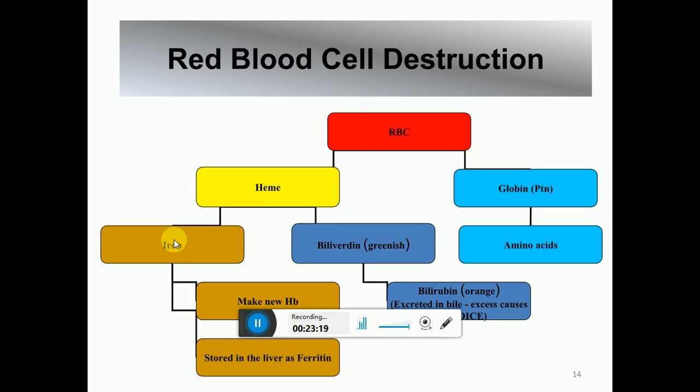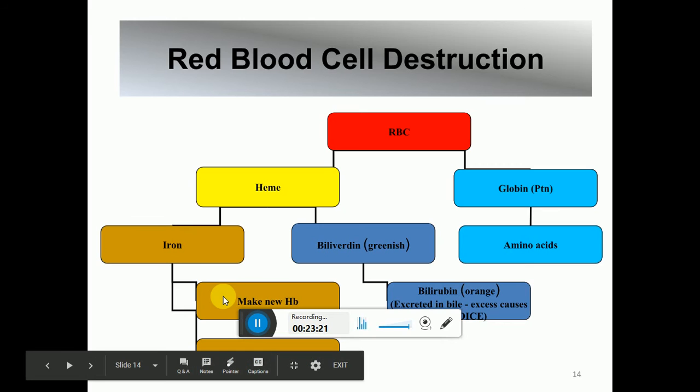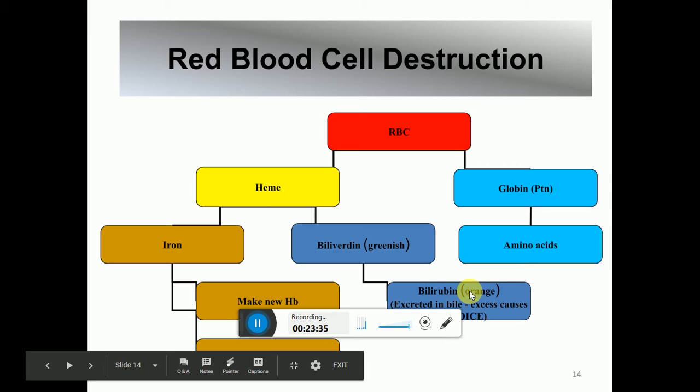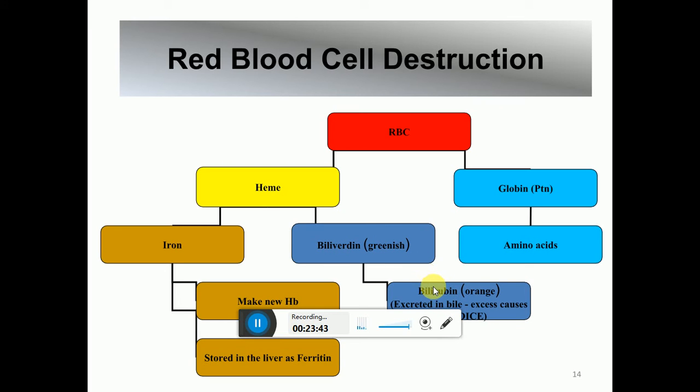it has one of two different routes to go. It could be recycled to make new hemoglobin, or it could be stored in the liver as ferritin. While the biliverdin, that is greenish in color, changes into bilirubin, which has an orange tinge to it, and that will be excreted in bile. These two chemicals are what give the bile its greenish color.